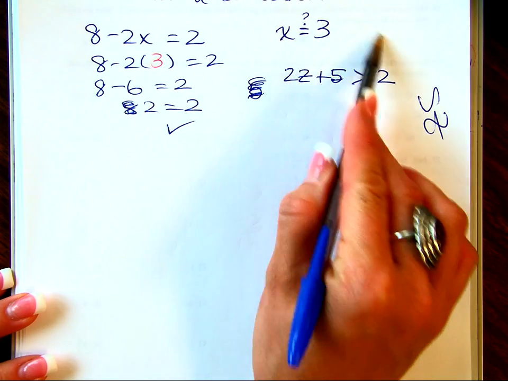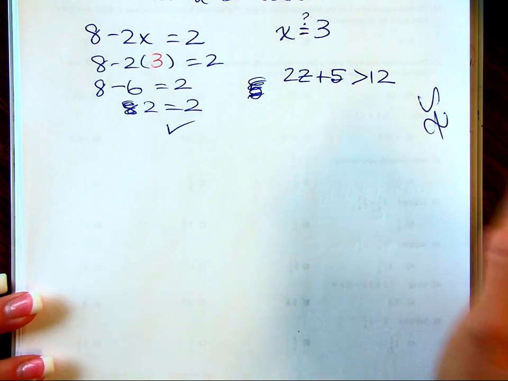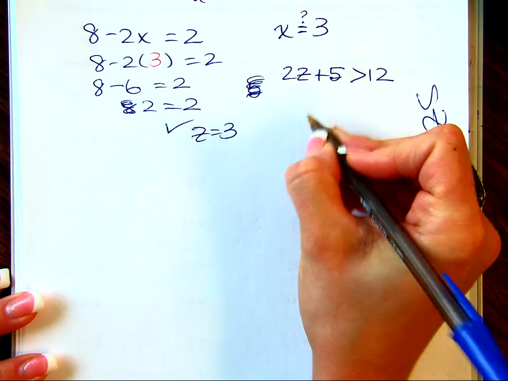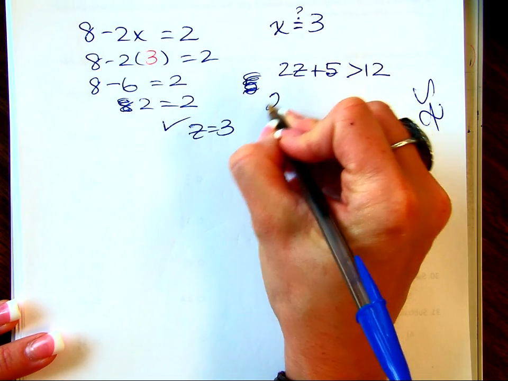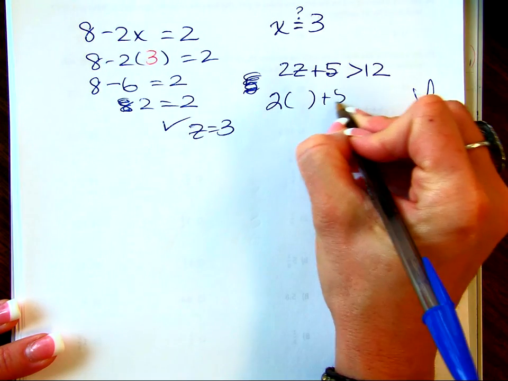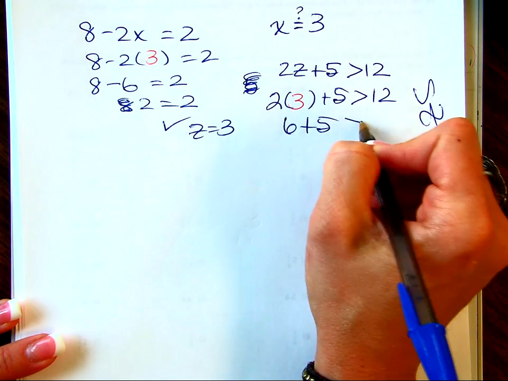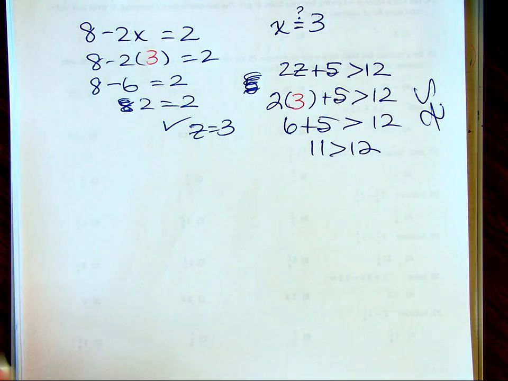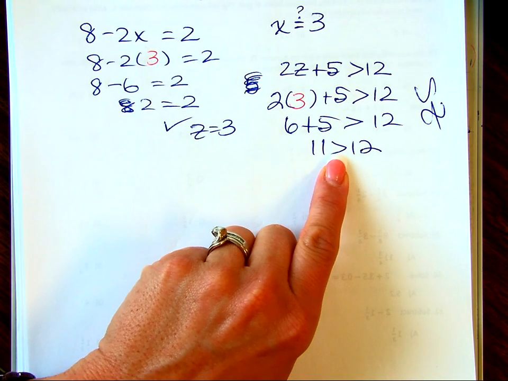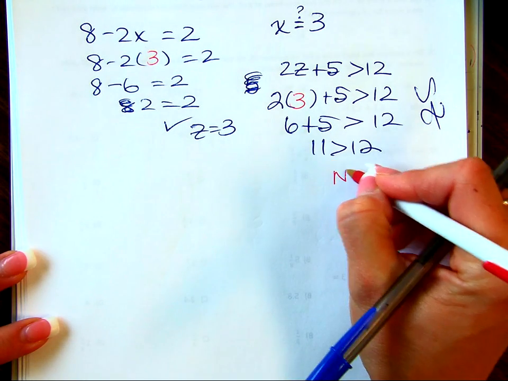And I want to take the same thing. Can z, if z was 3, so I'm going to put 3 in there and see if this is a true statement. Is 2 times z plus 5 greater than 12? Is 6 plus 5 greater than 12? Is 11 greater than 12? No, it's not. Now, in order to be able to answer that question, you have to know what that sign means, right? Okay? So, no, this is not true.